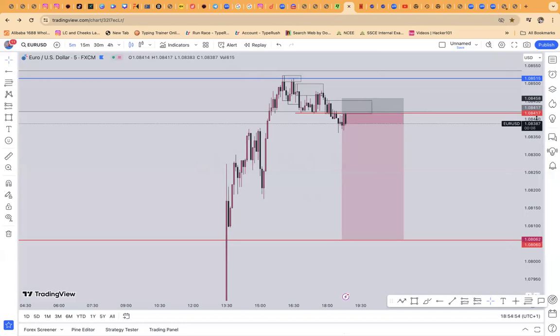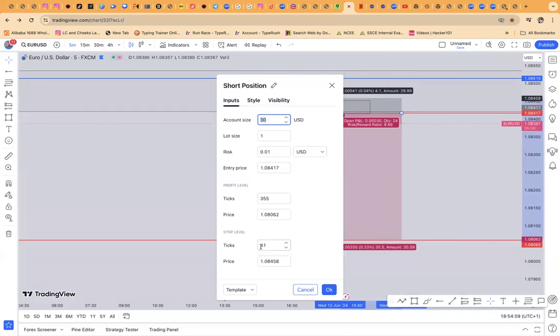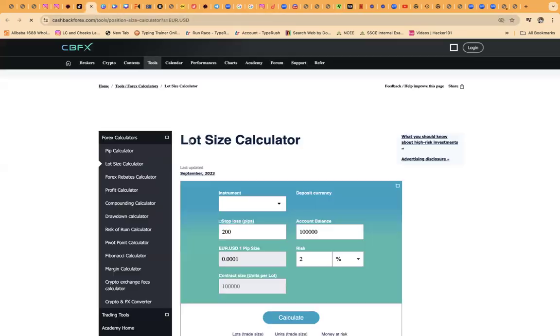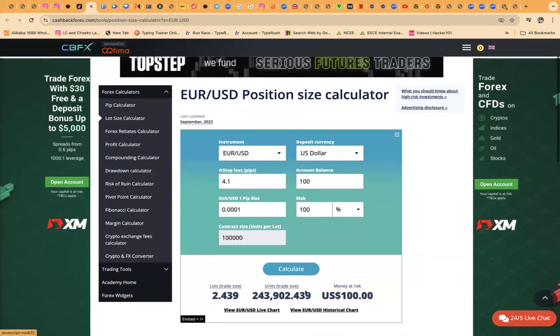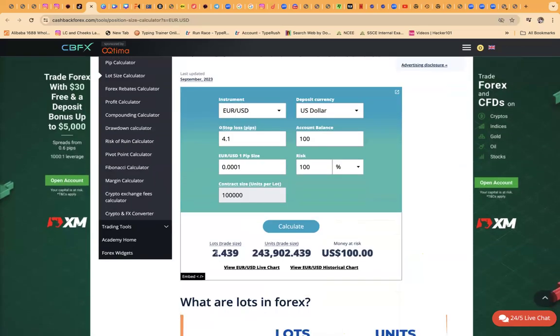So I'm going to my trade now. You put your stop loss. This is the stop loss right here. We are trading with 4 pips, so you use the stop loss right here. You use your calculator also. This is EURUSD, right? Then you use 4.1 pips, and I risked 500 before, but now I'll just be risking only $100. So for $100, I'm going to be trading with the lot size, which is 2.43.